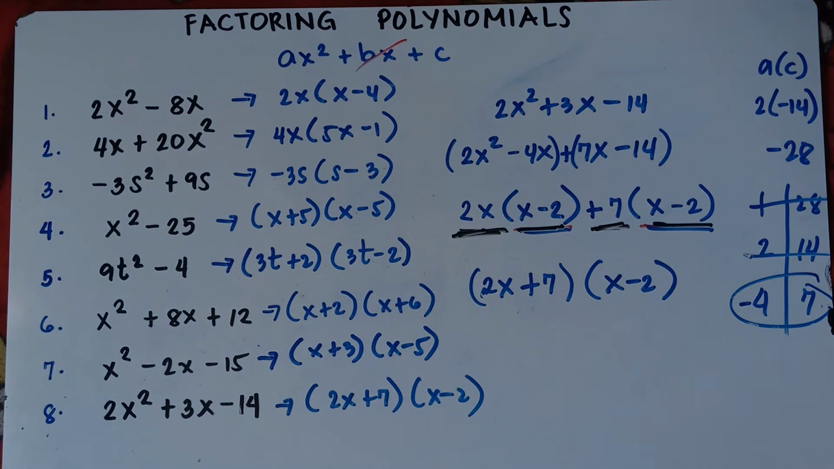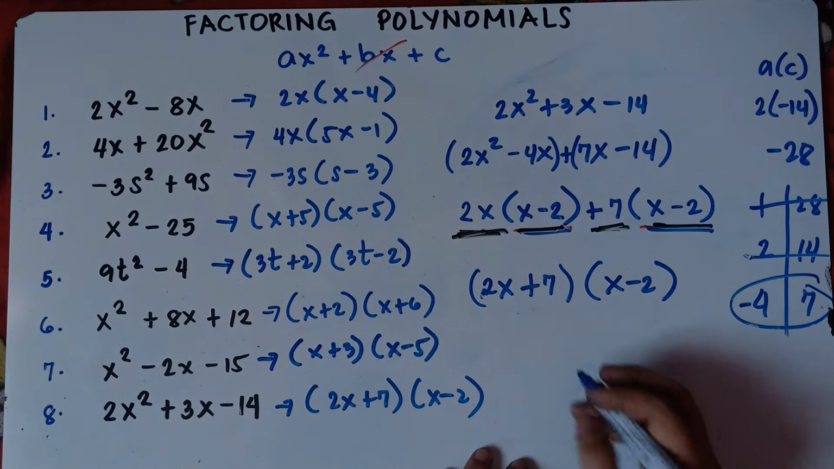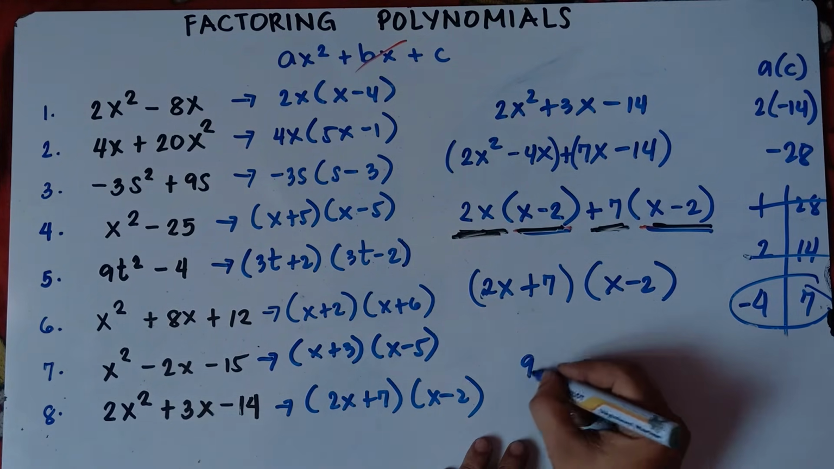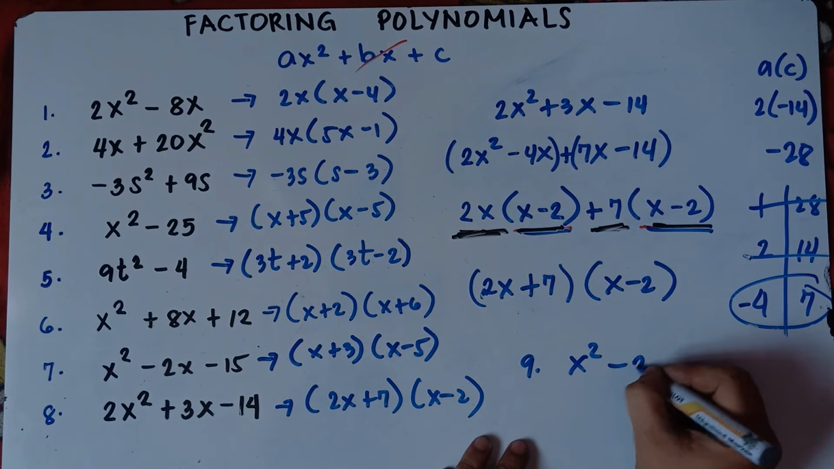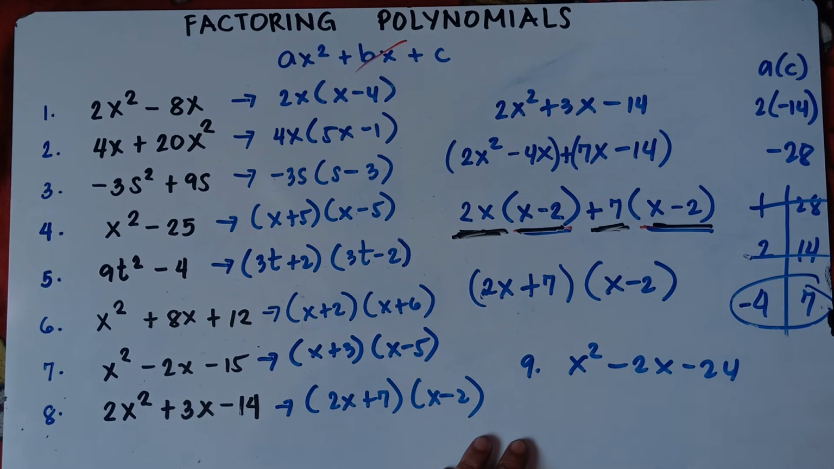So that's it, class. That's how you factor quadratic polynomials. So you try this one, class. This will be number 9: x squared minus 2x minus 24. Put your answer in the comment section down below. Give me the factors for this one.